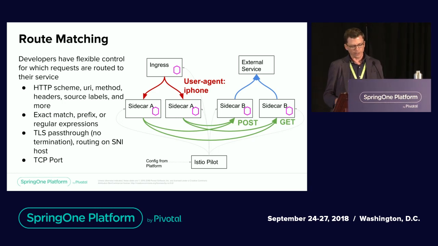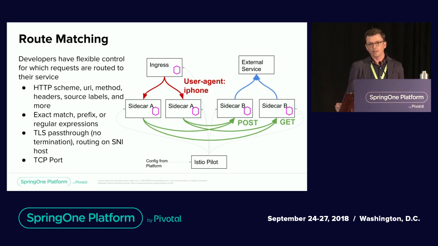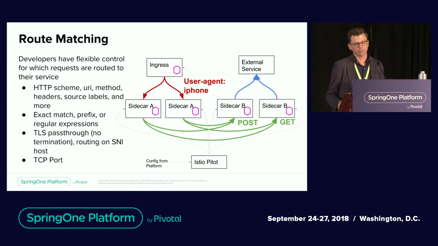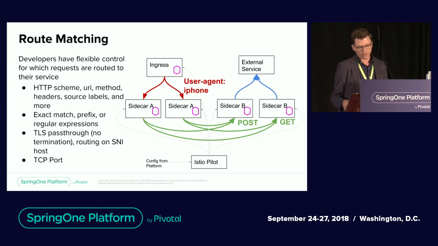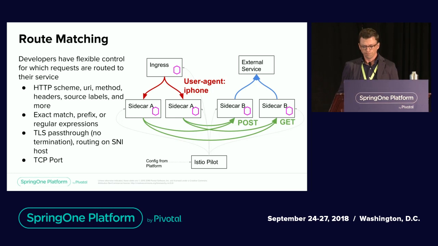In this example here, the author of Service A has decided that when requests include a header that indicates it's from a mobile device, they should send it to a different version of their application. And the author of Service B has decided that writes should be handled with a different application than reads.